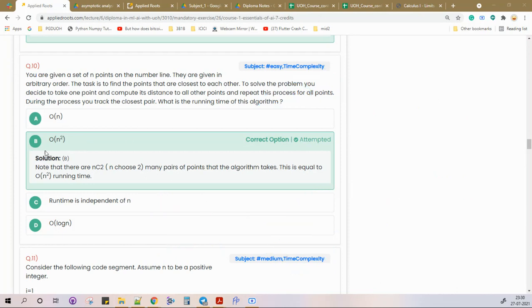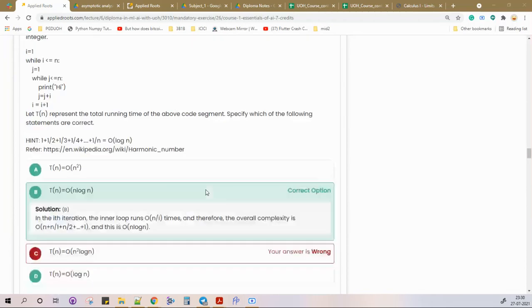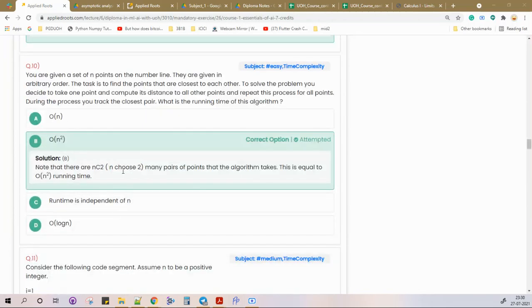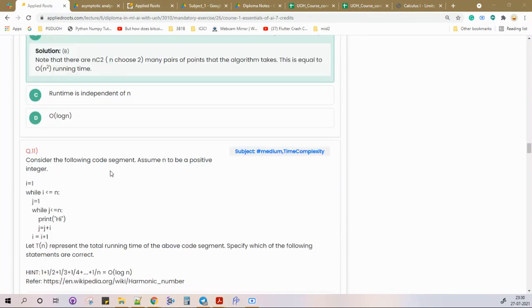And this solution is not so good. N choose 2, I don't know how they come up with this. Okay, so we are basically comparing two random points, no? So we can use this formula. Yes.